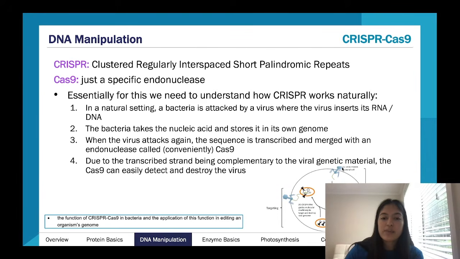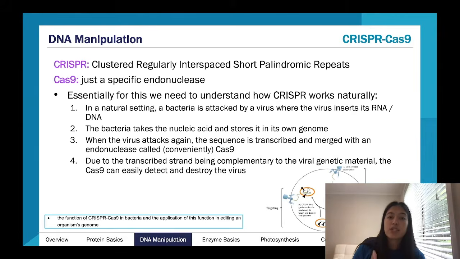So our CRISPR sequence is like, if we're thinking of these little viral things as photos, CRISPR is like our photo album. It's where we're storing these photos of our different viruses. Basically, our little virus comes along again. What the cell does is, because we've got our photo album, we take out this little photo, and we transcribe that genetic material, and then we use Cas9.